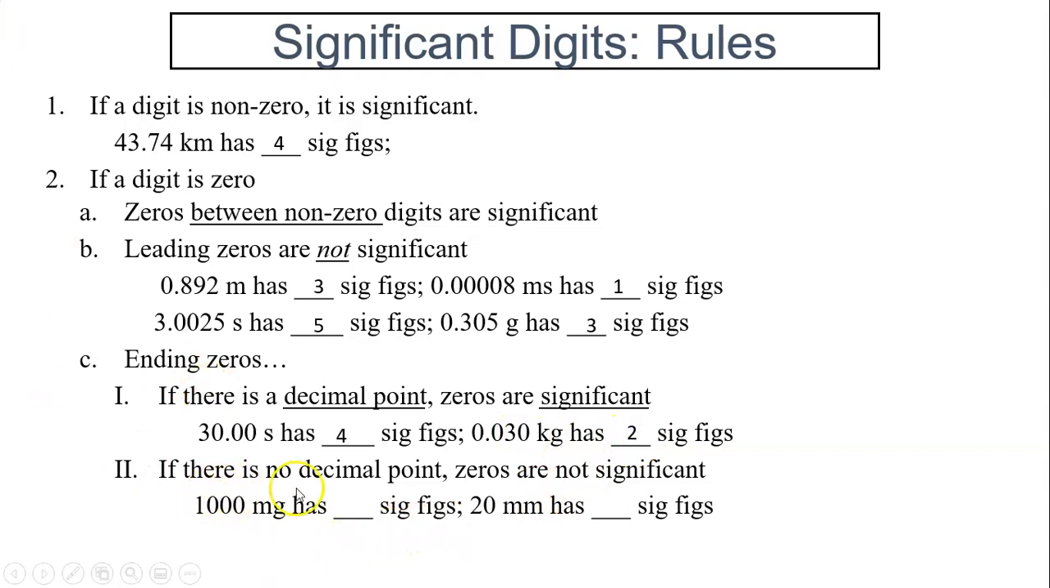If there is no decimal point for ending zeros, again, we're talking about ending zeros. If there's no decimal point, then zeros are not significant. Take a look at this number. There's no decimal point. All these ending zeros do not count. So this has only one significant figure. There's one ending zero. Again, there's no decimal point. This one also has one significant figure.